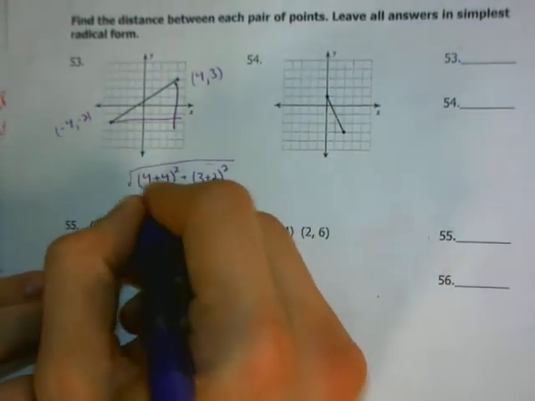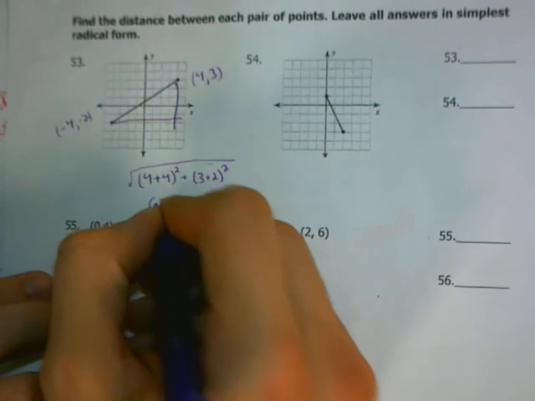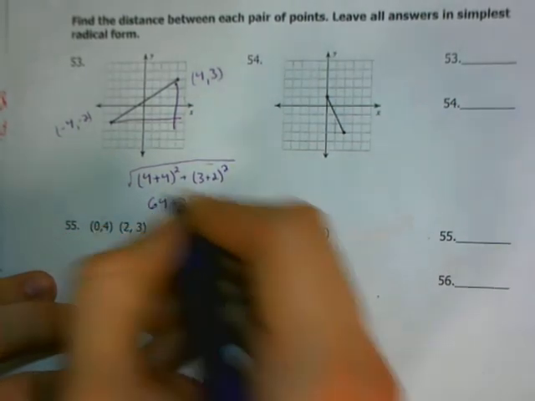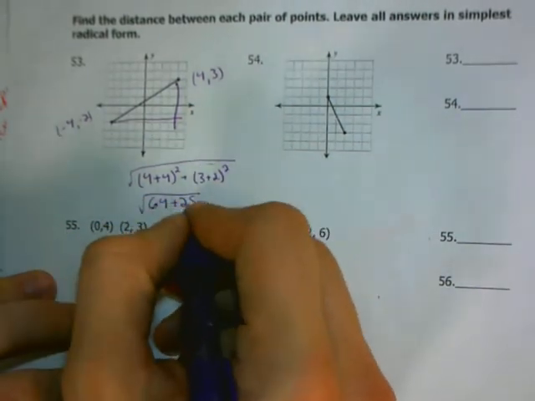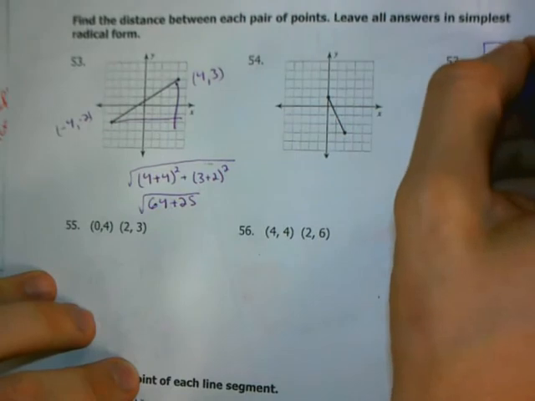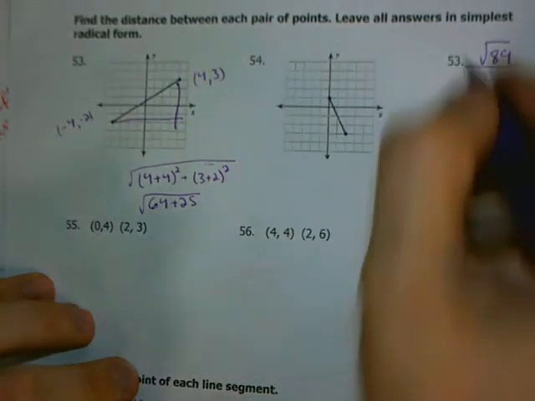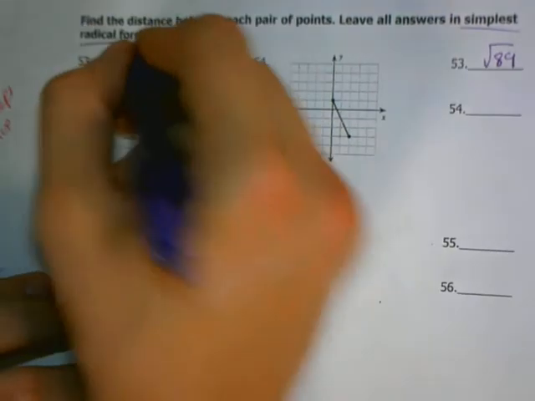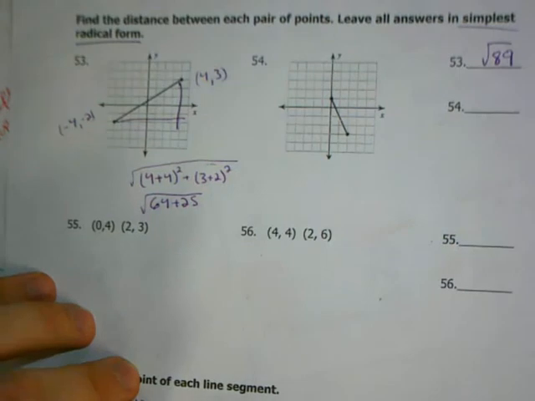So I have 8 squared, which is 64. I've got 5 squared, which is 25. You add these two together, I'm going to get 89. That cannot be broken down anymore. And I want it in simplest radical form, so I'm just going to leave it as 89.